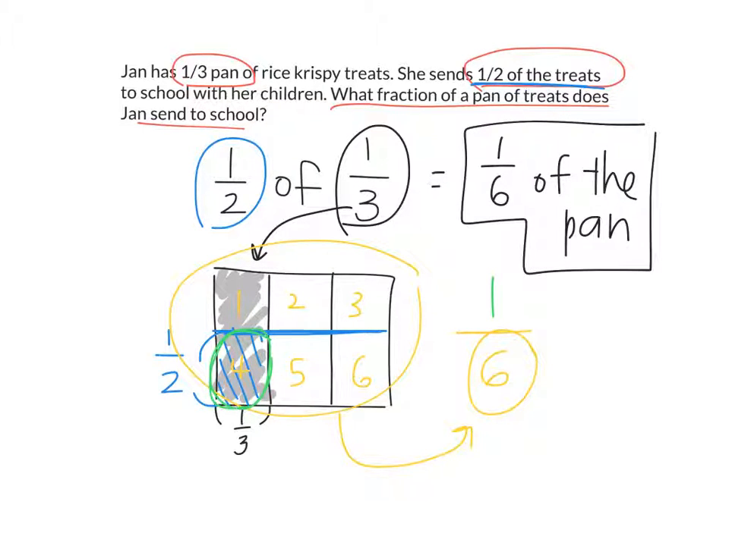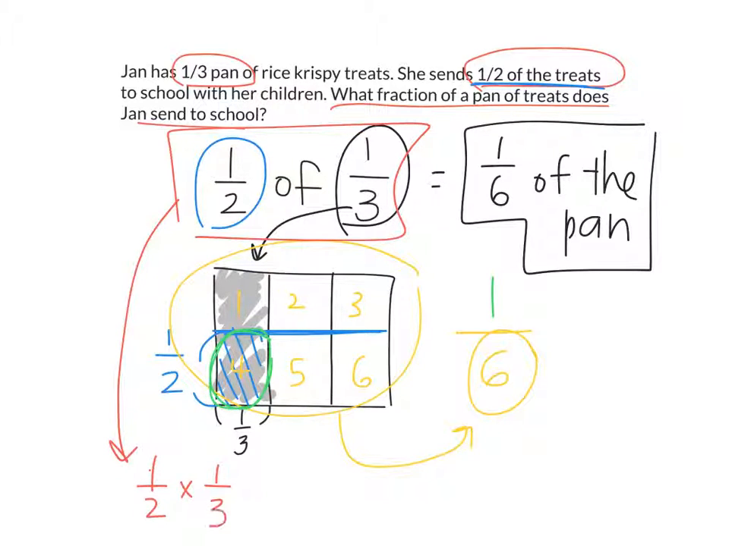Okay, very good. If I were using numbers, how could I write 1/2 of 1/3 using numbers? Luke? 1/2 times 1/3. So what we're doing here is multiplying 1/2 times 1/3, and our answer is 1/6. We're not even going to worry about how the numbers work quite yet.